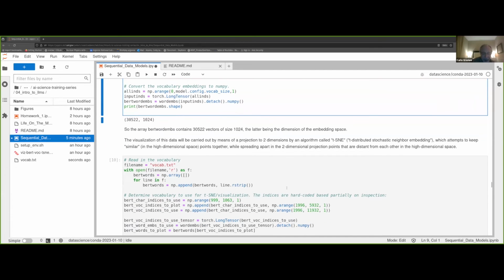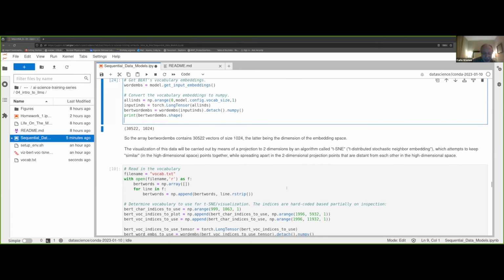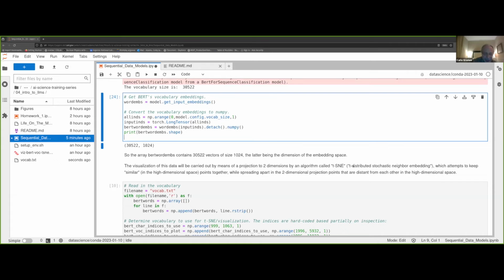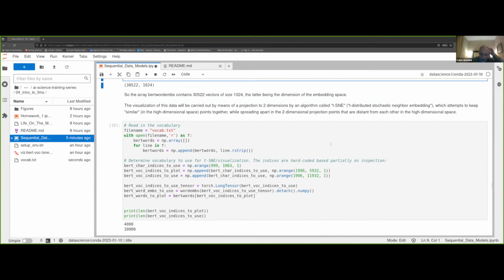So what this is printing is the word embedding, and it's giving you the shape. The embedding is a two-dimensional array. The first dimension is the vocabulary size, and the second dimension is the dimension of the embedding space. So what this BERT word embeddings object gives you is basically a mapping from each point of the vocabulary to a point in this vector space. Right. So now we're going to visualize this data.